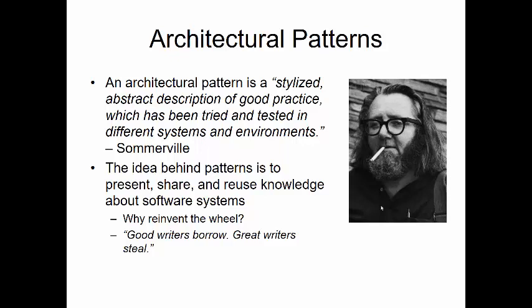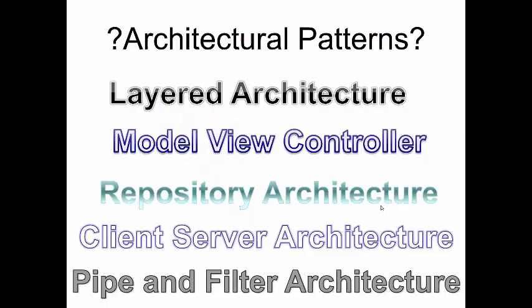Berrigan also said, whatever is going to happen is already happening. So, pretty cool guy. Speaking of things already happening, Gamma's Design Patterns book, on which a lot of this lecture is predicated, was the impetus for this idea nearly 25 years ago in 1995. So, what are the 5 architectural patterns that Sommerville talks about? Well, 1 is the layered architecture, 2 is the model view controller, 3 is the repository architecture, 4 is the client-server architecture, and 5 is the pipe and filter architecture.